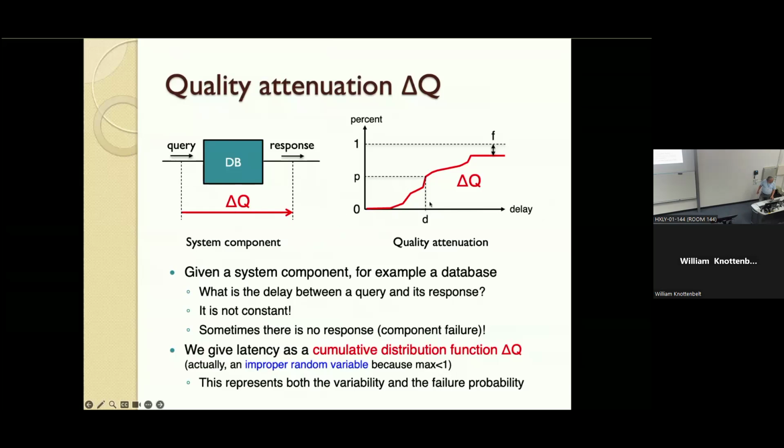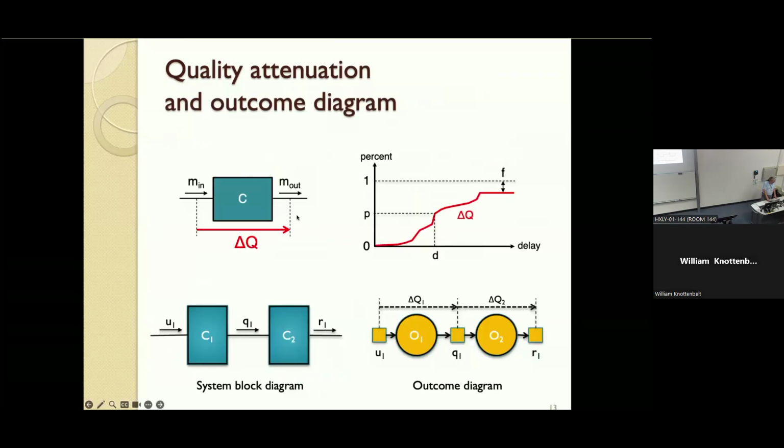So on the right, you see this delta Q as a cumulative distribution function, which basically tells me the probability that the delay will be less than or equal to d. And it's actually not a true cumulative distribution function. It's what's called an improper random variable, because it doesn't end at 1, but may end at some number less than 1, which means that there's been a failure. In that case, there's some probability that the component will not give an outcome. So the delta Q represents both delay and failure in a single concept.